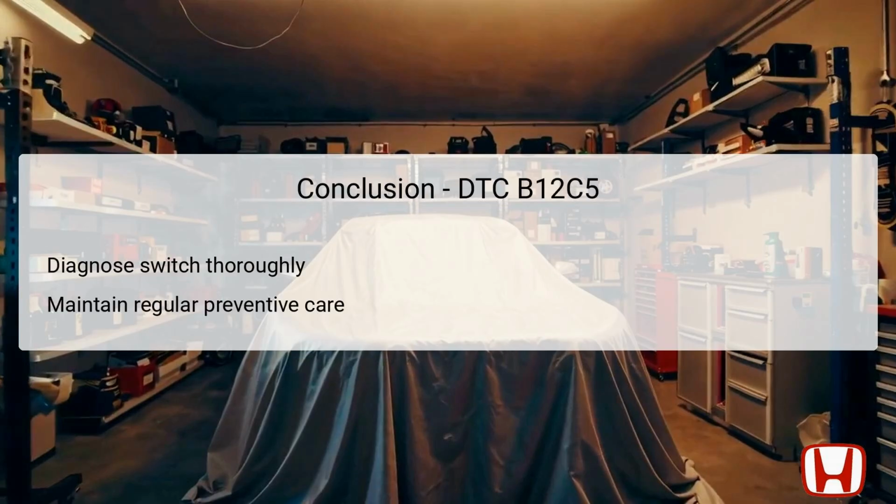In conclusion, effectively diagnosing and resolving the DTC B12C5, which indicates an engine start-stop switch failure in the Honda Odyssey from 2011 to 2017, requires a systematic approach. It is essential to confirm whether the switch itself is faulty or if there are electrical issues preventing successful operation.